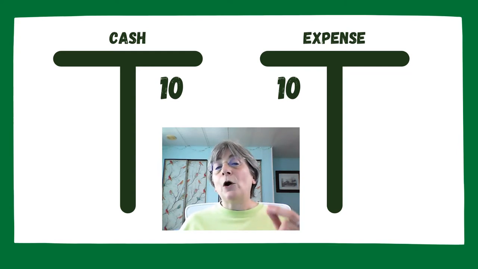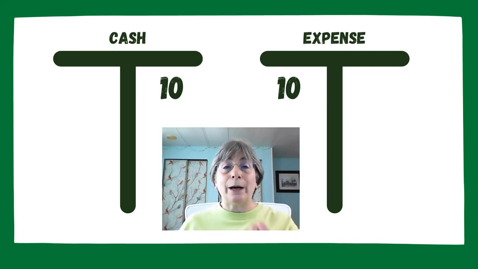And what's happening with our cash? Our cash is decreasing, right? So it has a normal debit balance. We increase it on the debit side, we decrease it on the credit side. So we're going to decrease our cash by crediting it $10 in our T account.